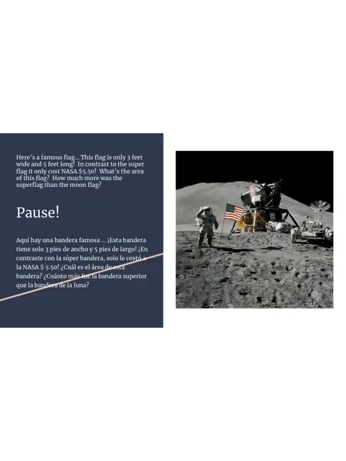Also, interestingly enough, where the super flag cost about $80,000 to create, this one was bought by NASA in 1969 for $5.50. What I'd like you to figure out now when you pause the video is what's the area of this particular flag, and also how much more was the super flag than the moon flag. Pause and solve.